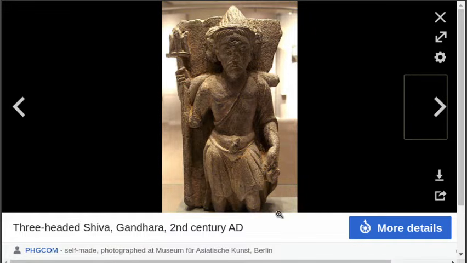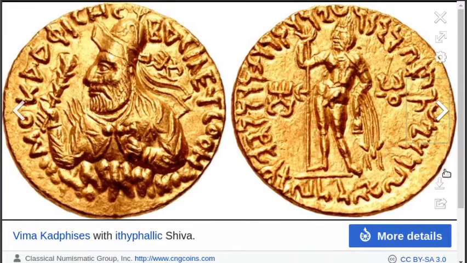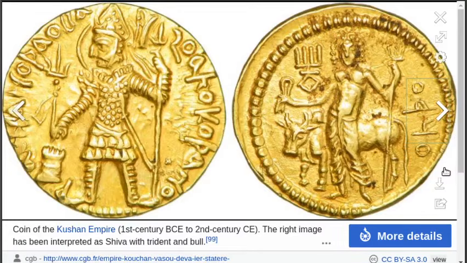This is another 2nd century carving, it is said it is Shiv, and you can see the forearm, you can see the trident, but a very, very different person here. Almost looks like a monk with the thread going around his chest and all. This is coins of the Kushan Empire, and he looks like a warrior here. He has the battle armor and all.